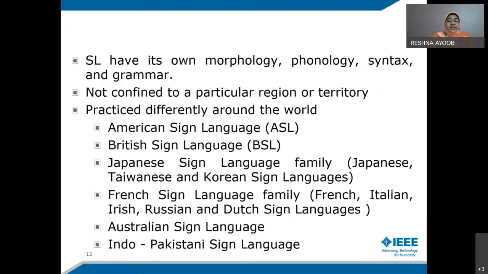Some examples of different sign languages are American Sign Language, British Sign Language, Japanese Sign Language, French Sign Language, Australian Sign Language, Indo-Pakistani Sign Language, etc.